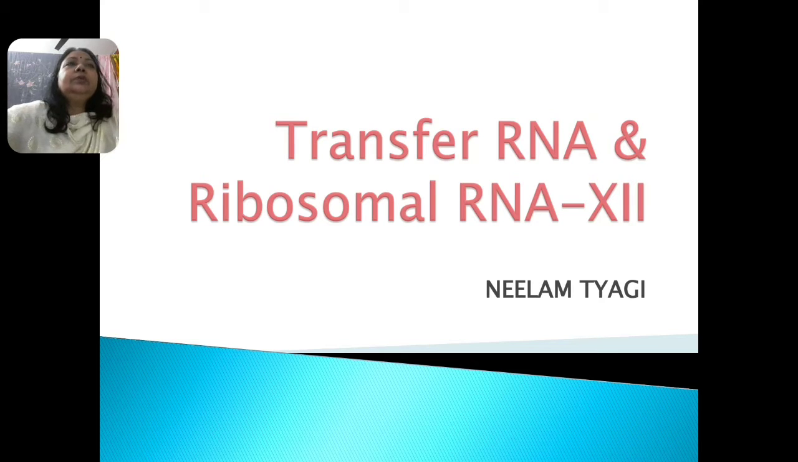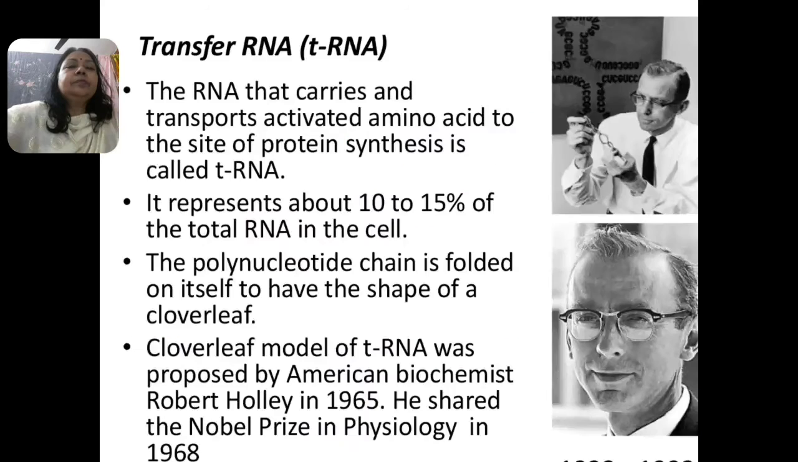The anticodon loop, which pairs with a messenger RNA, determines which amino acid is attached to the acceptor stem. The anticodon loop is recognized by AARS, that is the aminoacyl transfer RNA synthetase. So transfer RNA carries and transports the activated amino acid to the site of protein synthesis. That's why it is called the transfer RNA.